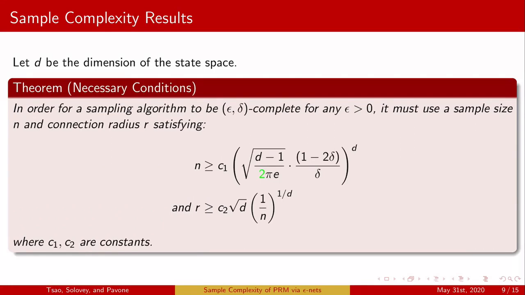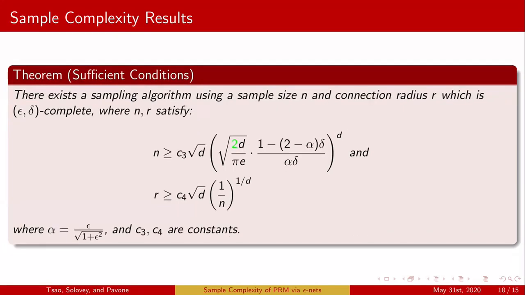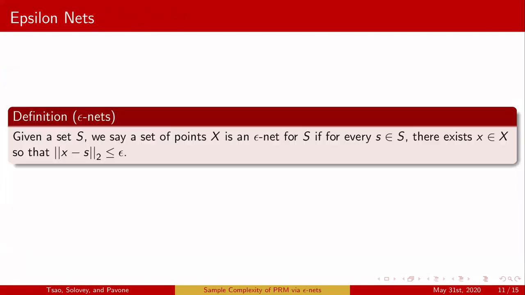We've characterized the optimal radius up to a constant factor, but the sample size, there's a bit of a gap, right? So the 2 is on the bottom in the denominator here, but in the sufficient conditions, it's in the numerator. So there's a bit of a gap, but the dependence on delta is the same for both, so that's nice. So what is the key idea behind these results?